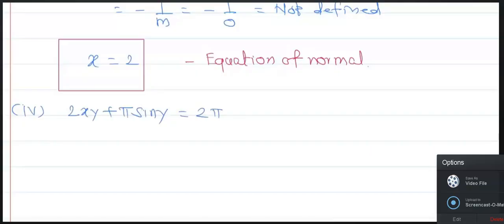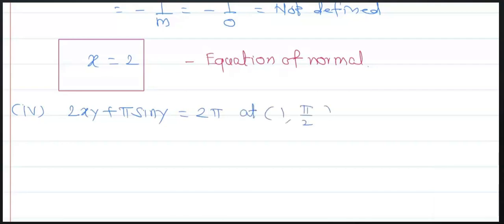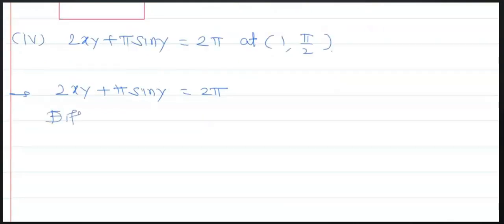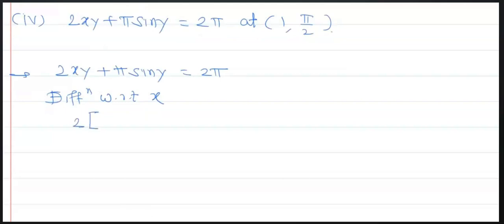Hello student, now we'll start the remaining examples of exercise 2.1. The fourth example is 2xy plus pi sine of y is equal to 2 pi, at the point (1, pi by 2). Now differentiate this with respect to x.